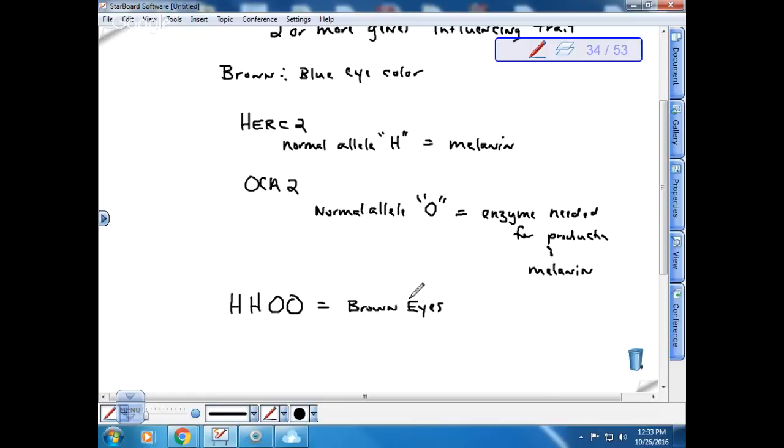right? Because we have two dominant alleles, okay? If we look at this combination, however, let's use little o, okay? This produces blue eyes, right? So, I guess I need to put the normal allele produces the enzyme. The little o is the defective enzyme. So this tells me that I have brown eyes, right?